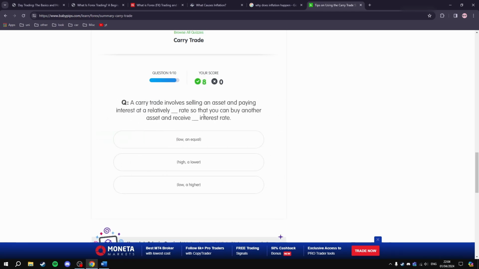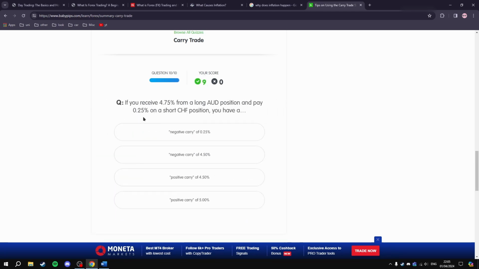A carry trade involves selling an asset and paying interest at a relatively low rate, so that you can buy another asset and receive a higher interest rate. If you receive 4.75% from a long AUD position and pay 0.25% on a short CHF position, you have a positive carry because your long position is higher than your short position.